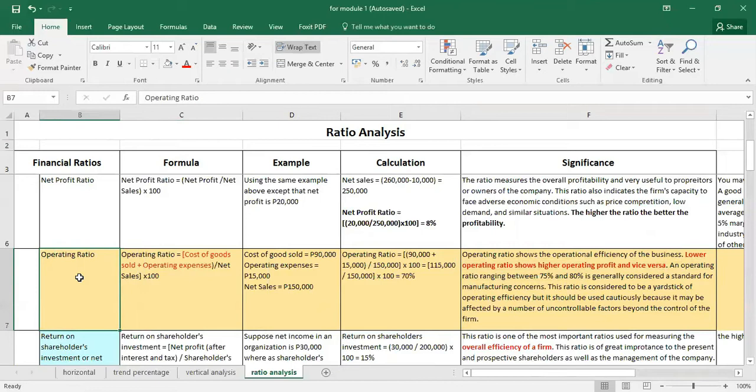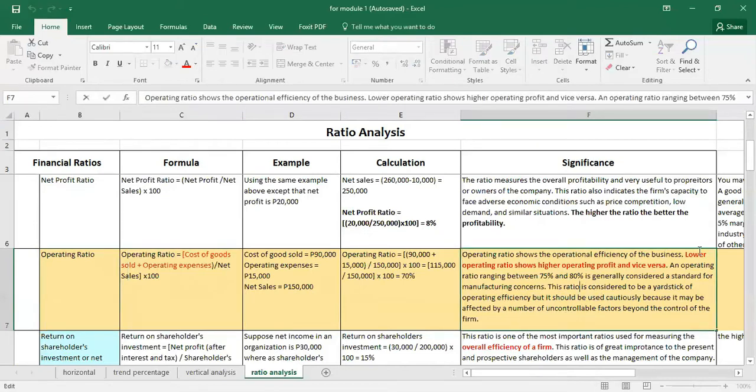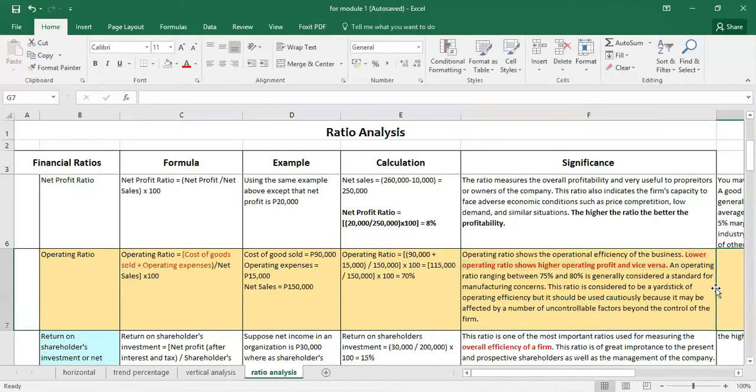na-incur ng isang business. An operating ratio ranging between 75 to 80% is generally considered as standard for manufacturing concerns. This ratio is considered to be the yardstick of operating efficiency, but it should be used cautiously because it may be affected by a number of uncontrollable factors beyond the control of the firm. Again, the lower the operating ratio shows the higher operating profit. So the higher the operating ratio shows lower operating profit.